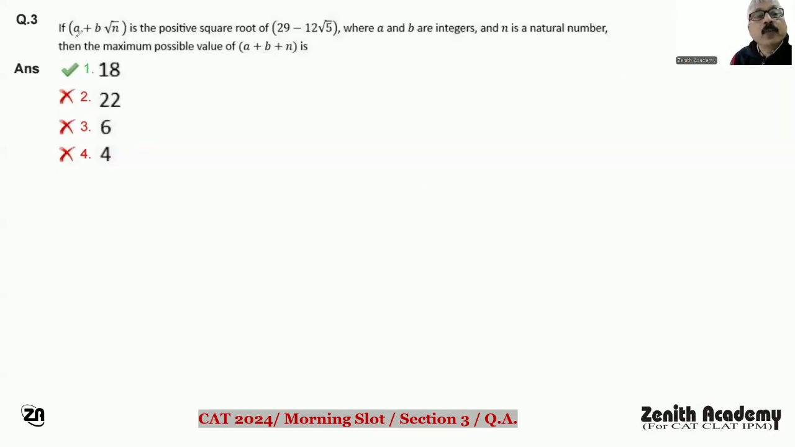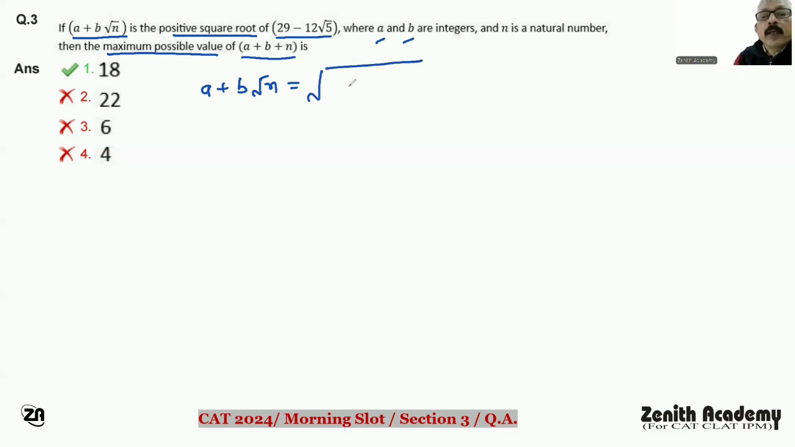If a plus b root n is a positive square root of 29 minus 12 root 5, where a and b are integers and n a natural number, then the maximum possible value of a plus b plus n is to be found out. So it is a plus b root n is the square root of 29 minus 12 root 5.